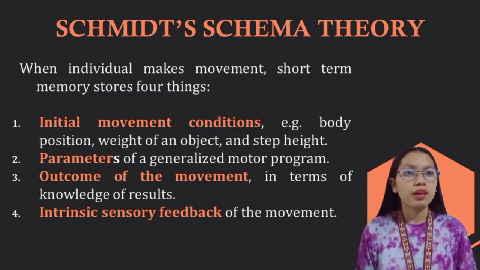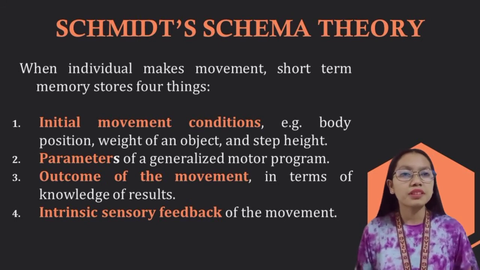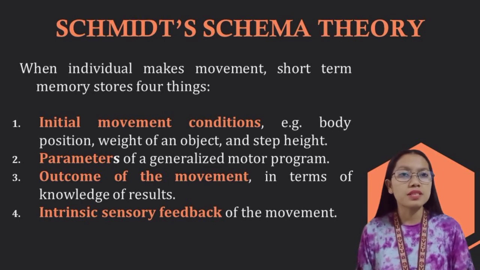The next is when individuals make a movement, short-term memory stores four things. Number 1, initial movement condition. Example: body position, weight of an object, and step height. So it is the environmental condition at the beginning of the movement, also a mechanism accounting for adaptive and flexible qualities of human movement. Number 2, parameters of a generalized motor program. Parameters are specific movement features that can be varied from one performance of a skill to another. It involves muscle, overall force, and duration added to the movement.